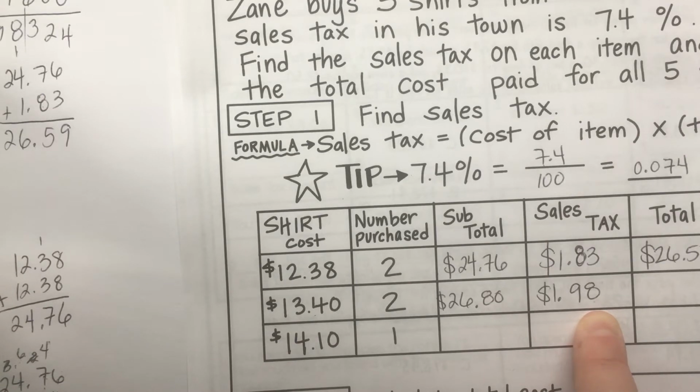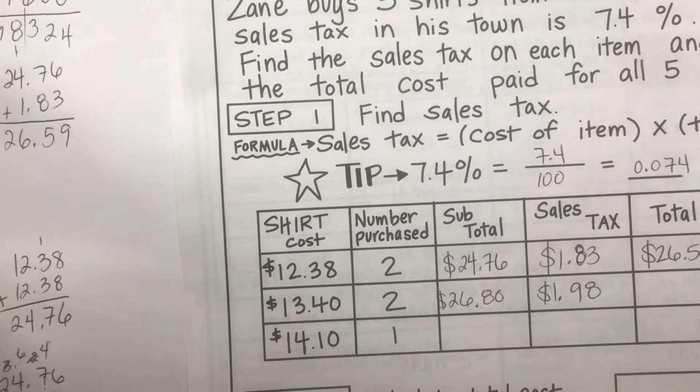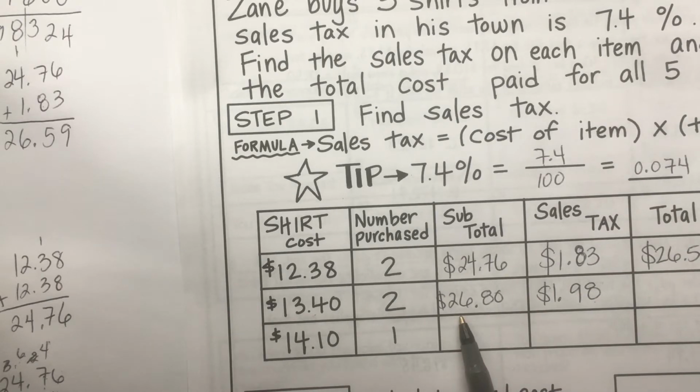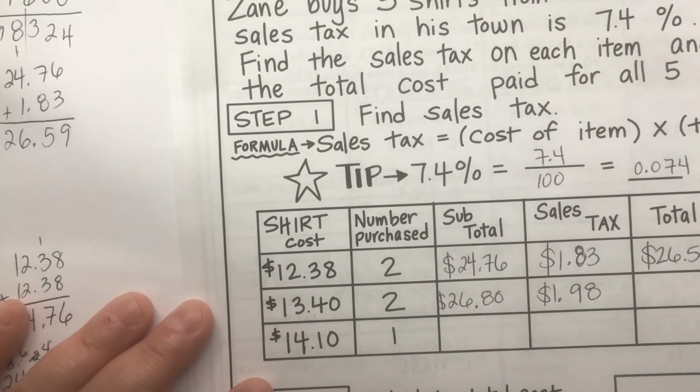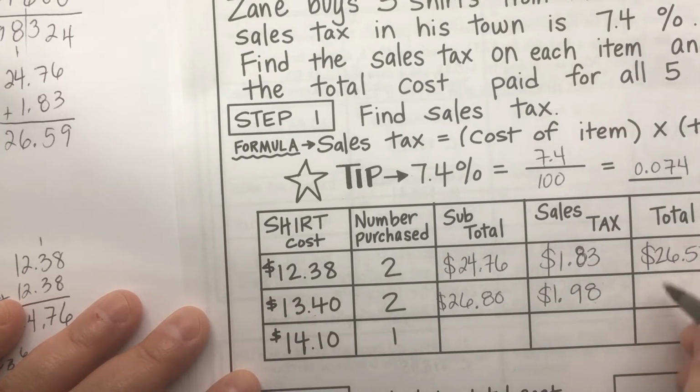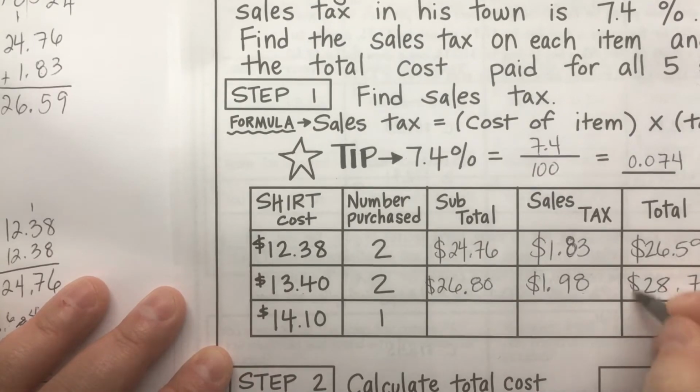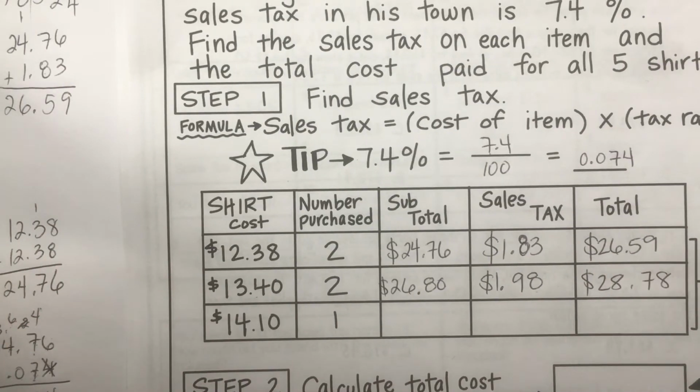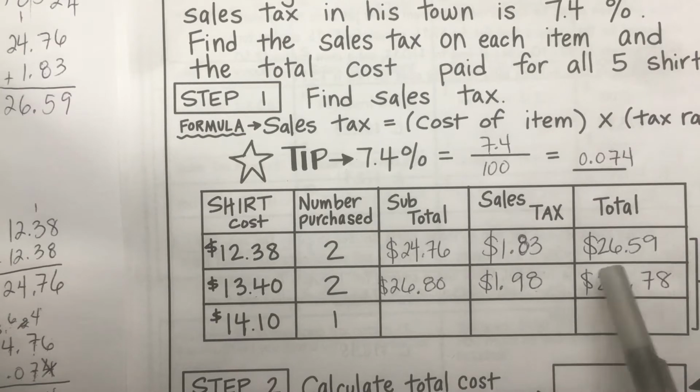All right, so 2 cents less than $2. So if I round that up to $2, $26.80 plus $2 is $28.80. And then if I take those 2 cents back away, I should have $28.78. You guys get what I just did there? I rounded to $2 and then took 2 cents away.